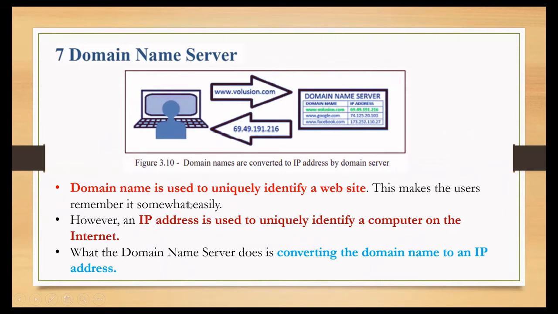This makes it easier for users to remember, right? We can easily remember the domain names. However, an IP address is used to uniquely identify a computer on the internet, right? IP address is very important. It identifies the unique address for the device which is connected to the internet. What the domain name server does is convert the domain name to an IP address, right?